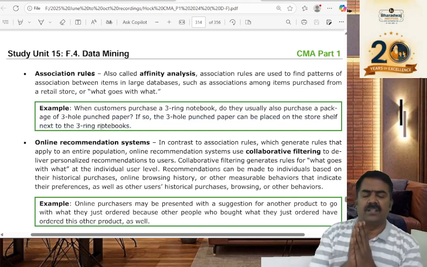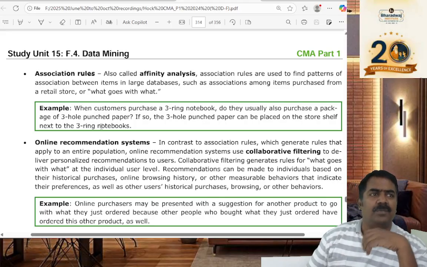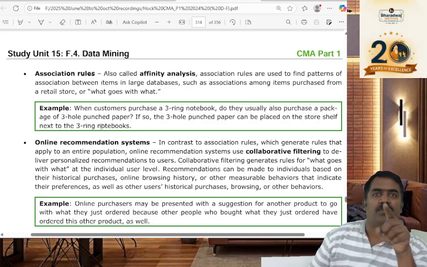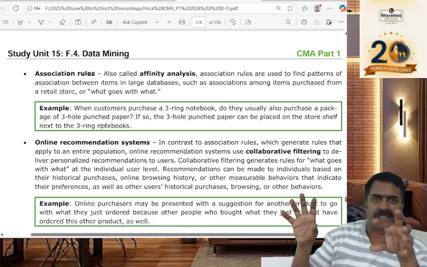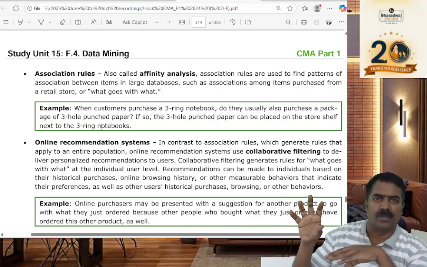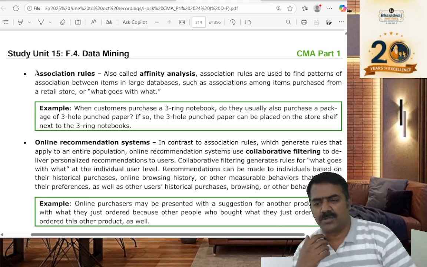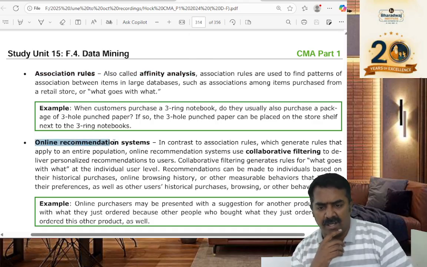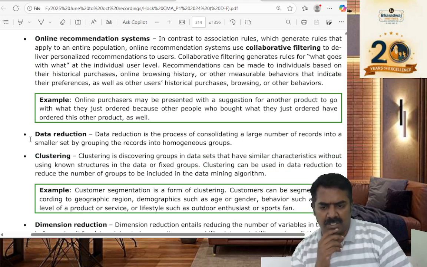For example, very simple, online shopping: you add to the cart, and immediately it shows what people also buy. Combo offers again. You purchase a laptop, bags come, mouse comes, external keyboard comes, protection comes, extended warranty comes. They are called association rules, otherwise called affinity analysis. That is online recommendation systems.